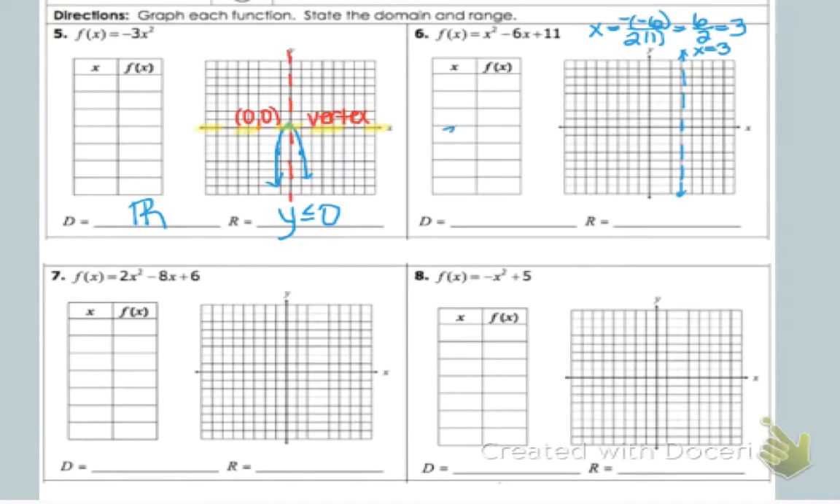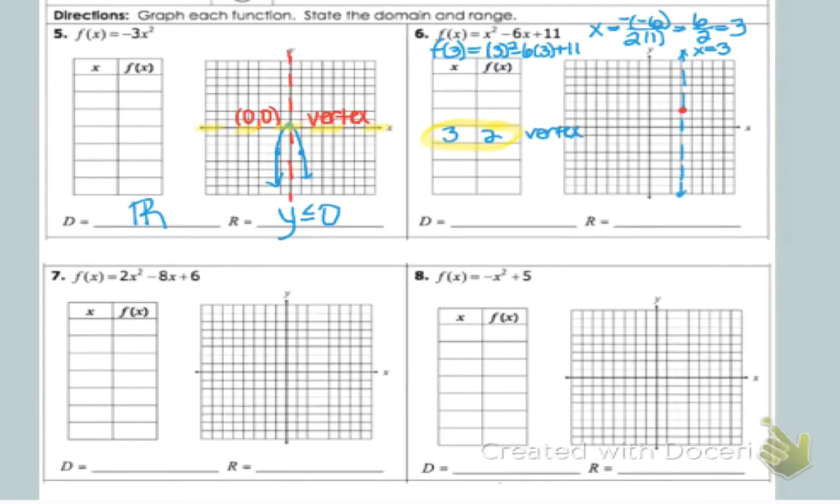So I know the middle of my graph's going to have the vertex there, and it's going to have an x coordinate of 3. And the y I'm going to find by substituting that into the function. And that gives me 9 minus 18 plus 11. So 9 minus 18 is negative 9, plus 11 is 2. So my vertex is at 3, 2. So it's on the axis of symmetry, of course, and it's at 3 and up 2. This parabola is going to open upward.